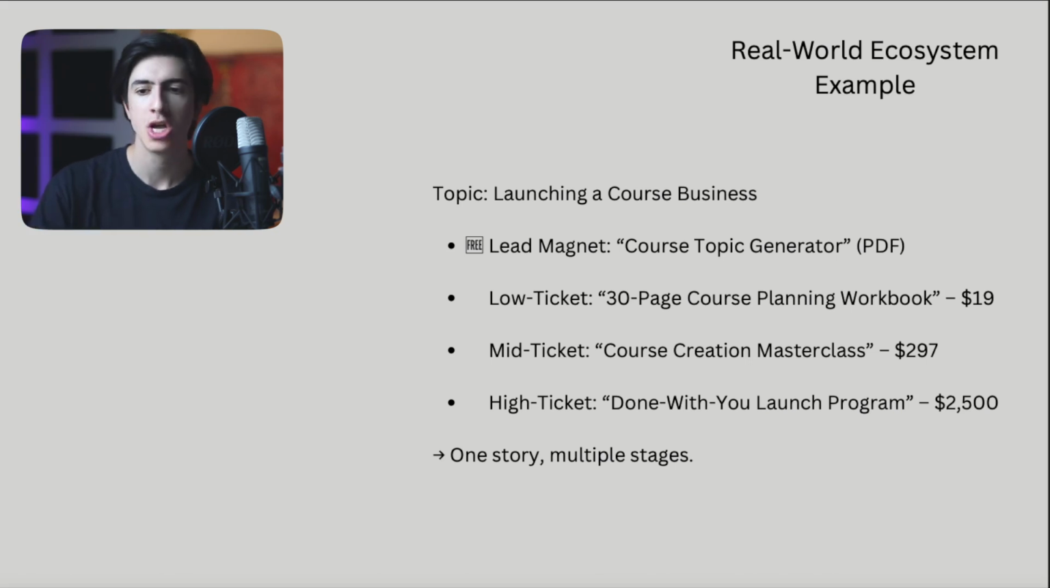Like, how do I shoot a course? How do I edit a course? Where do I host a course? How do I market a course? And all of this can be solved inside our mid-ticket offer, which is the most valuable offer of our digital product business. And this is the course creation masterclass. This is a video type of digital product, and this would sell for 297 bucks.